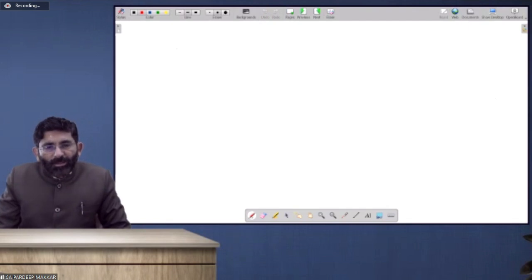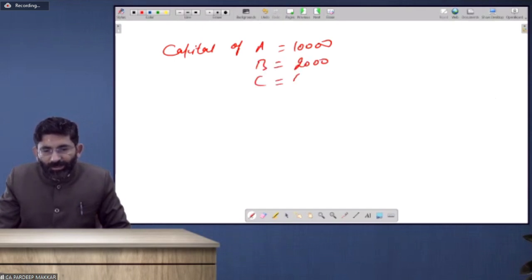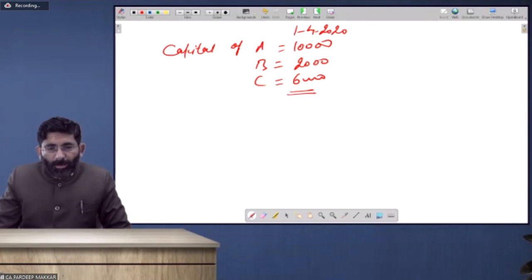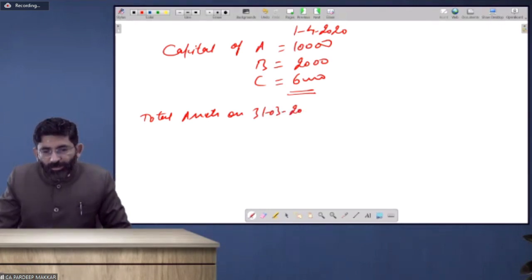I have the capital of A 10,000, B 20,000, C 60,000 on 1st of April 2020. And then total assets on 31st of March 2021 is 2 lakh. Then total liabilities as on that date is 50,000.